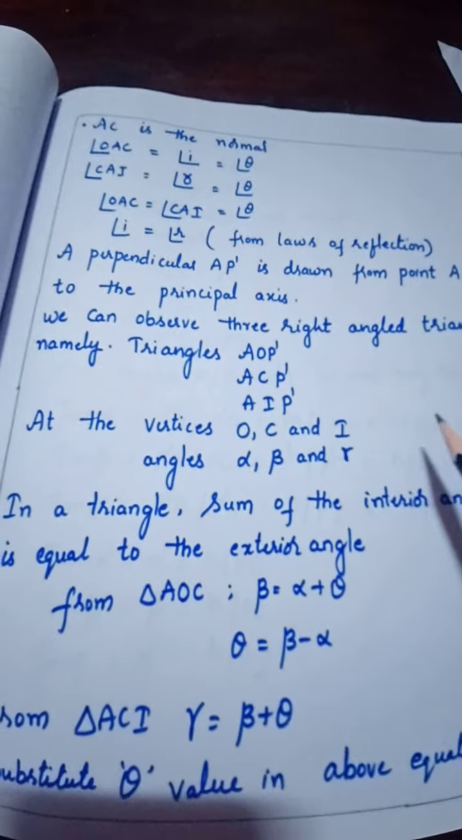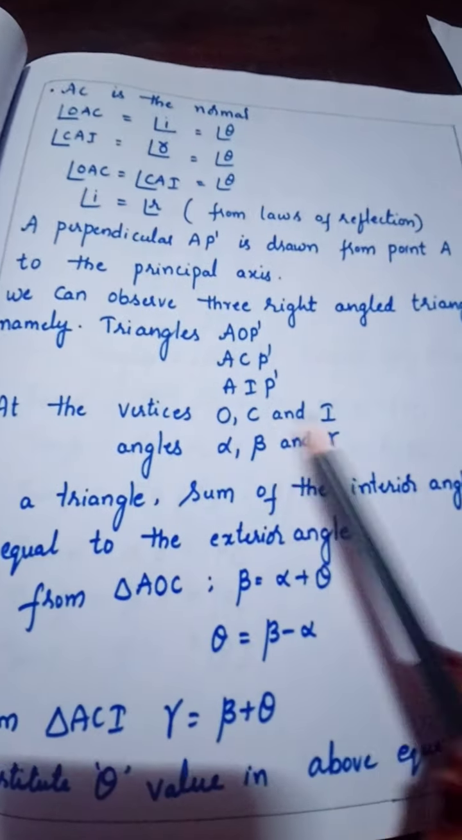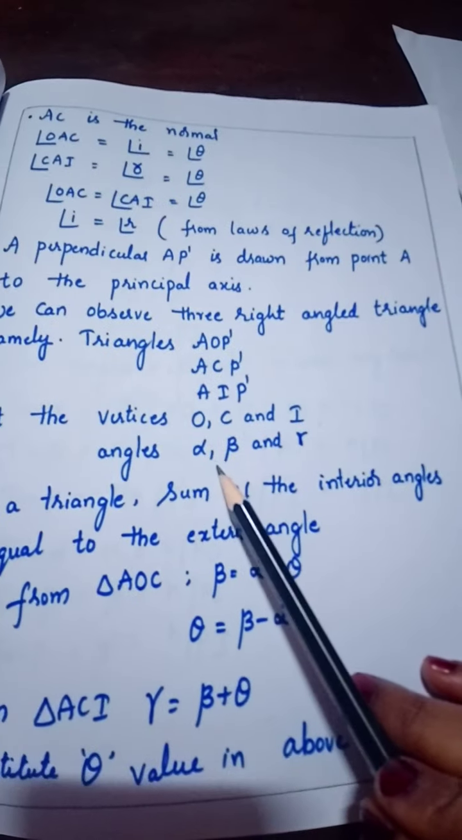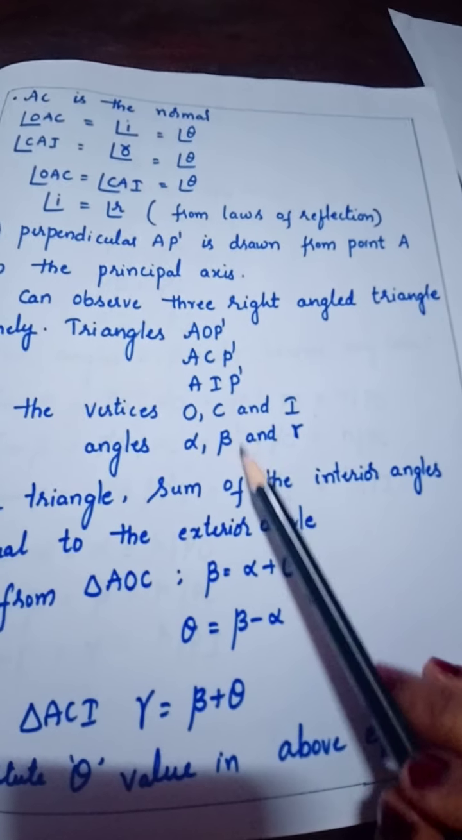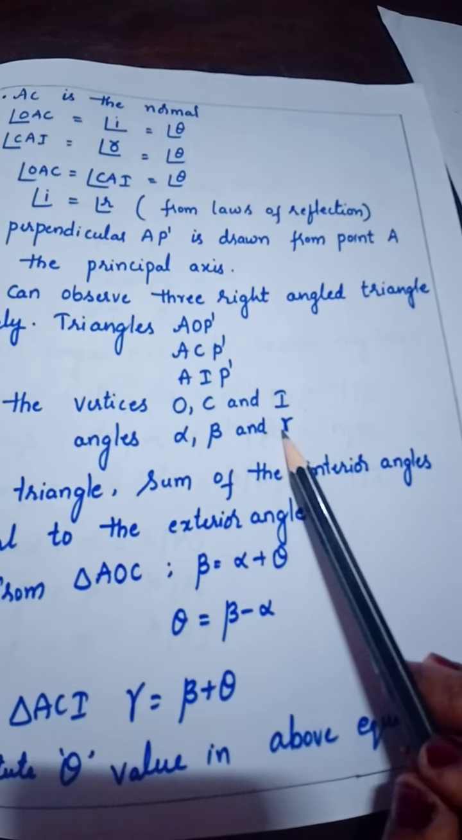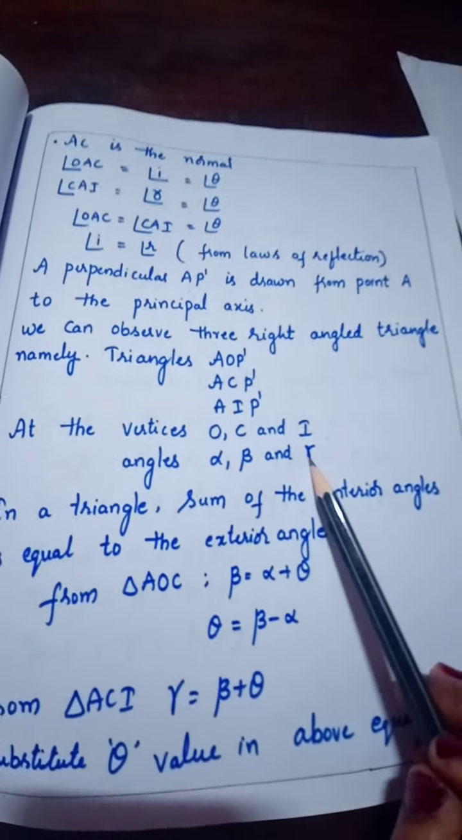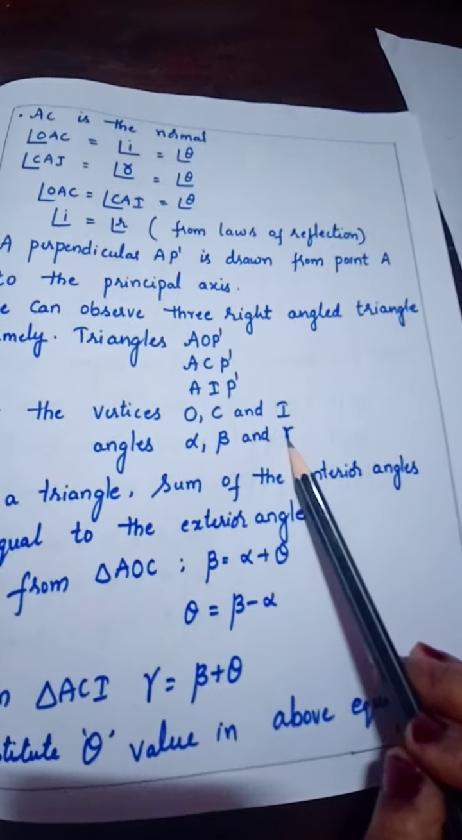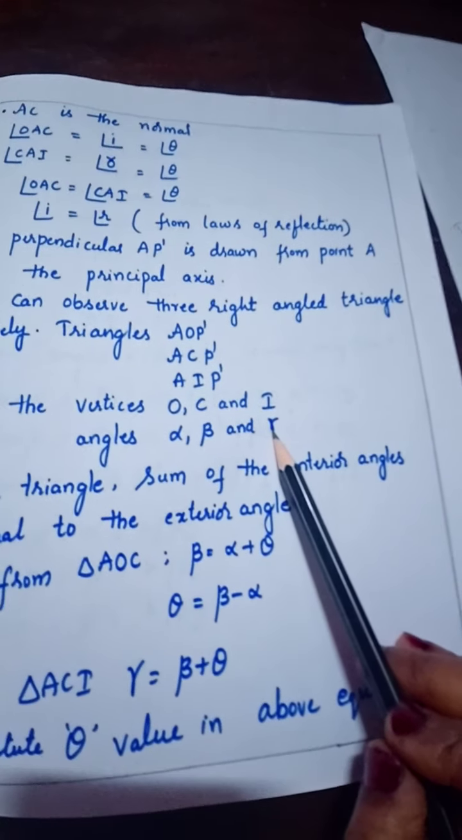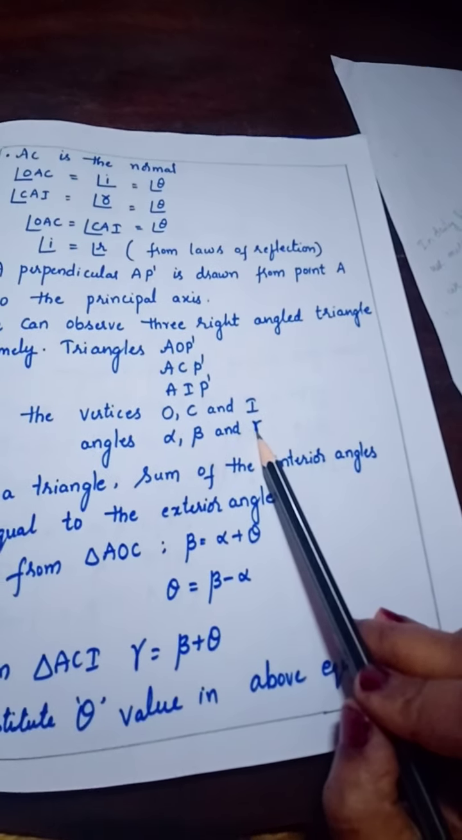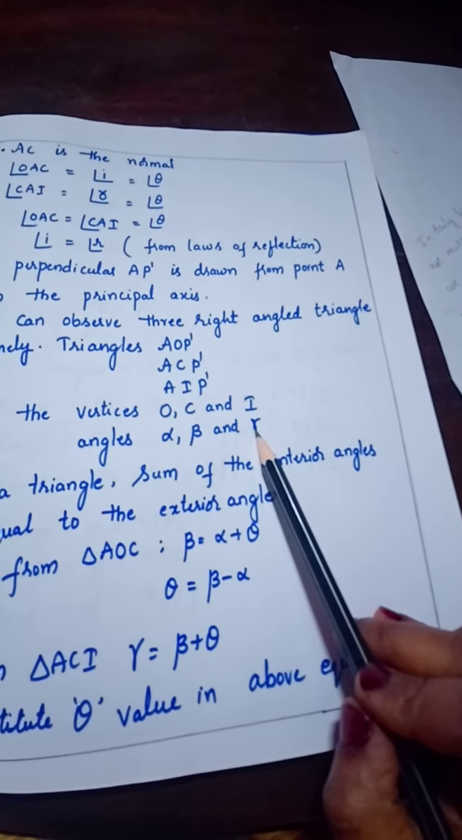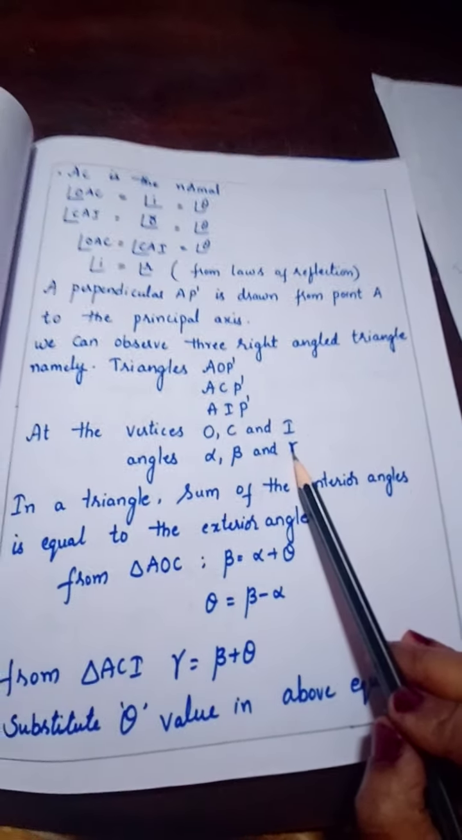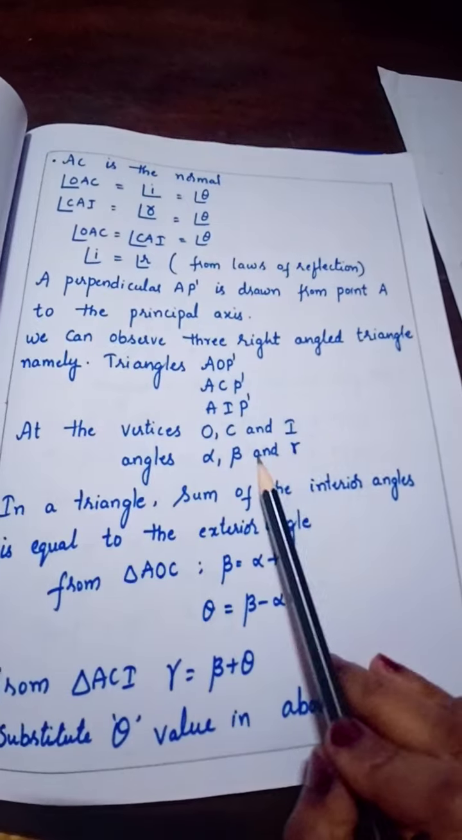If you take the angles at different vertices, we have already explained O, C, I. At O we see the angle alpha, at vertex C we see the angle beta, at vertex I we see the angle gamma. So we have alpha, beta, gamma. Where do we get these angles? These are the angles made by the incident ray and principal axis, normal and principal axis, and reflected ray and principal axis. At the vertices O, C, I we get these angles.